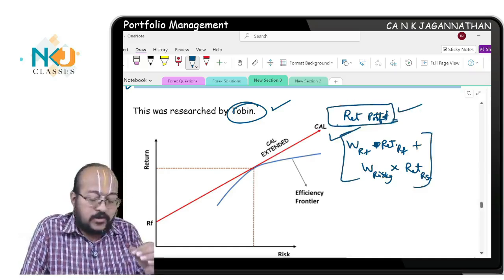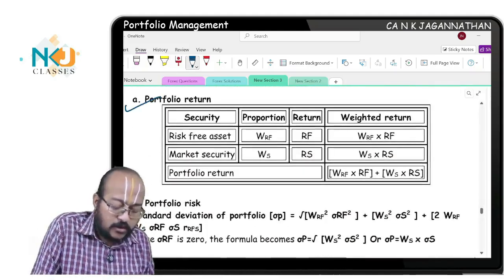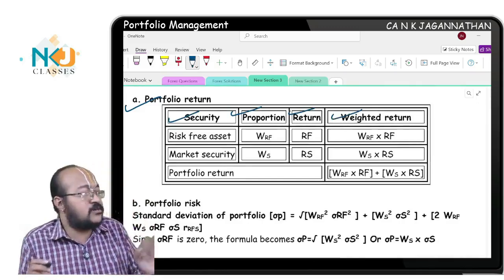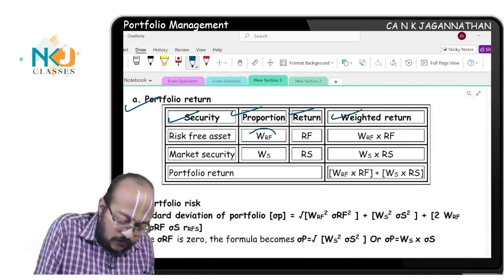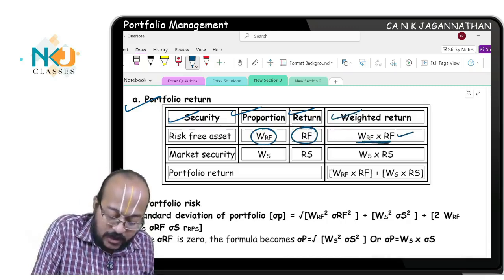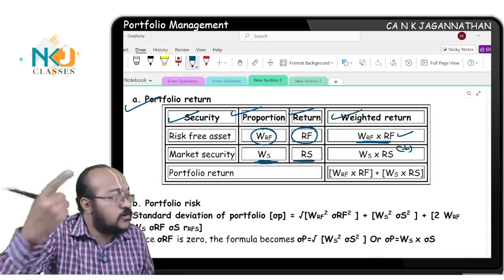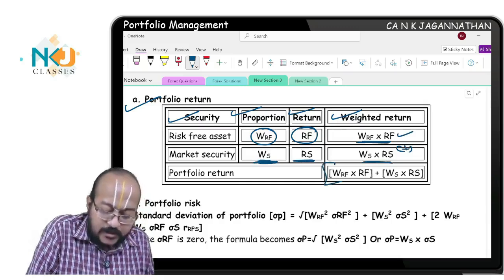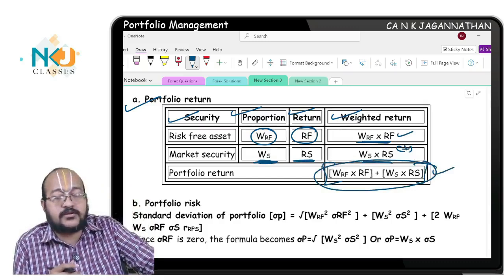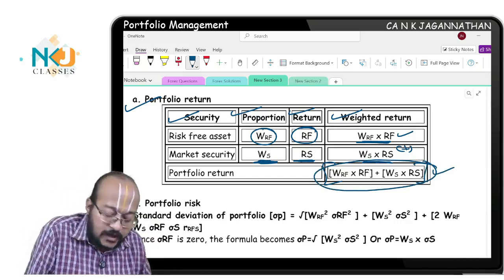Portfolio risk, I just now discussed the same way. I have given this here. Please observe. Portfolio return, how to compute? Very simple. It is the weighted average return of the individual securities: the proportion of the risk-free asset, weight of RF into RF, plus weight of the risky security into the return generated by the risky security. You will get the portfolio return. Are you all understanding? The same way as with two risky securities, here also, with the risk-free security plus the risky security, you will find the portfolio return.